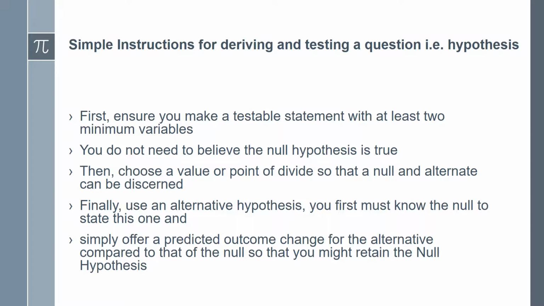After you come up with that, then choose a value or point of divide so that a null and alternative hypothesis can be discerned. Finally, use an alternative hypothesis, but remember you must first know the null to state this one, and simply offer a predicted outcome change for the alternative compared to that of the null.